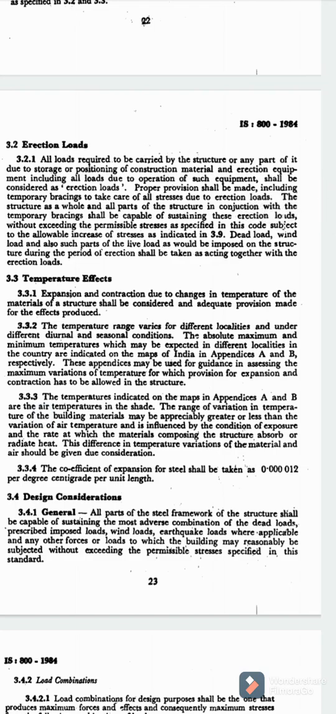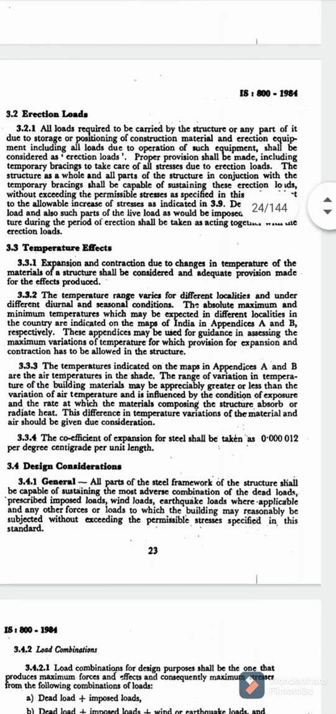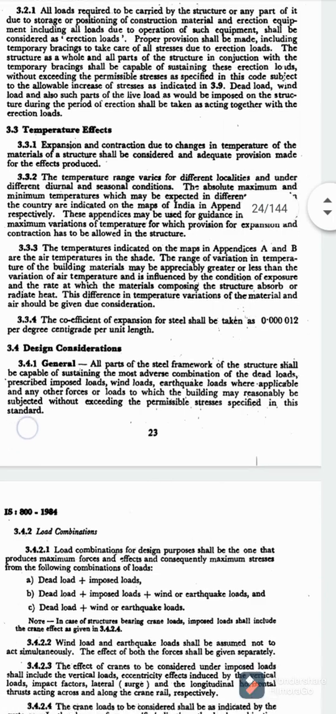So erection load: all load required to be carried by the structure or any part of it due to storage and or positioning of construction material and erection equipment, including all load due to operation of such equipment, shall be considered as erection load. Now temperature effect, as you know, due to temperature joints can expand and joints can contract. So all these things.